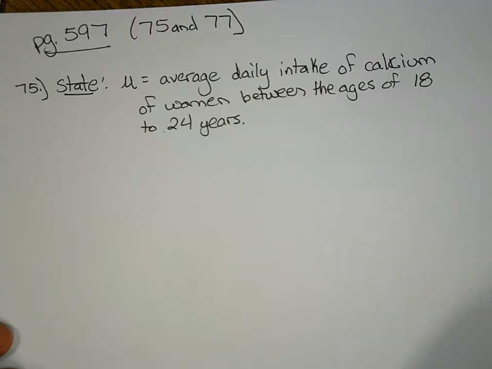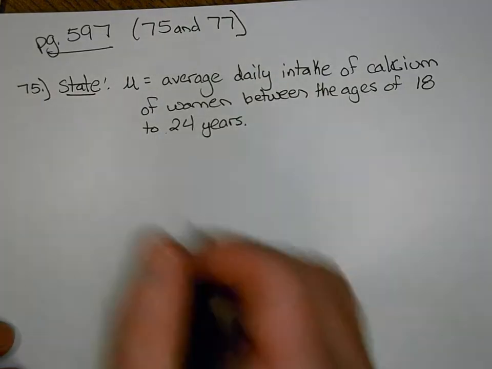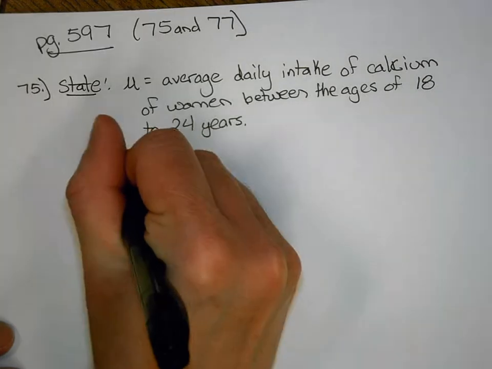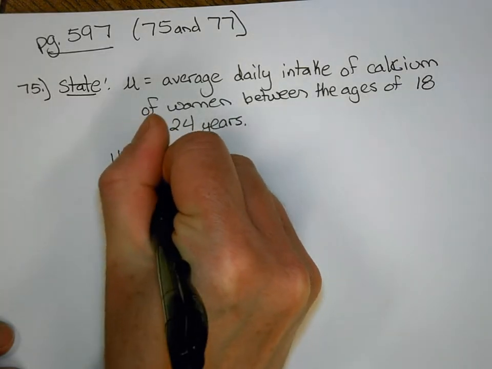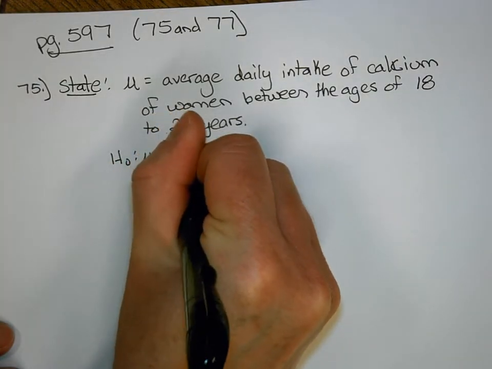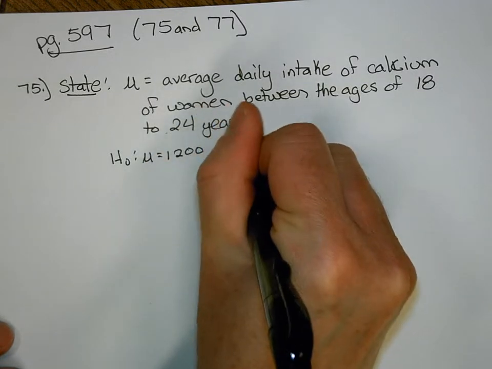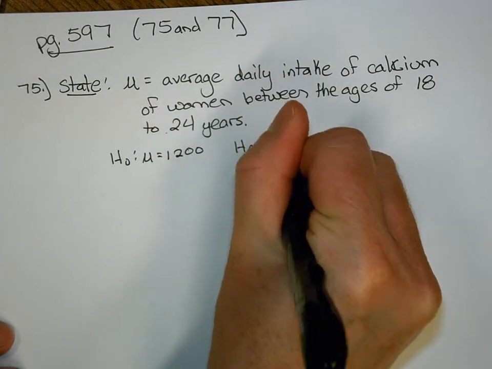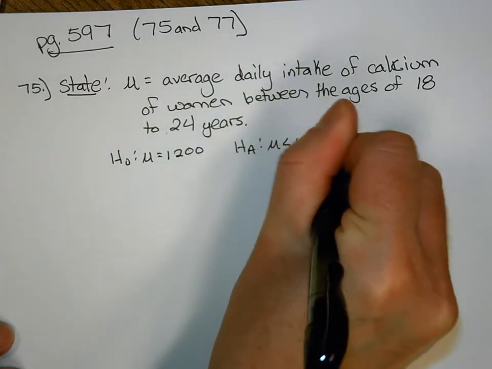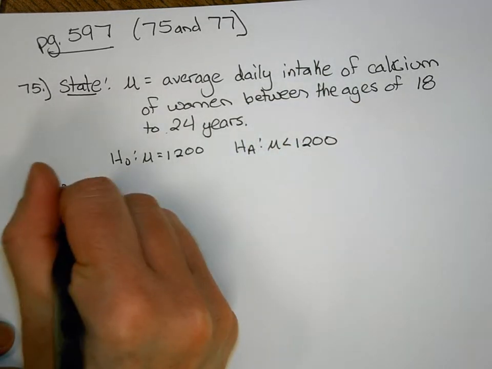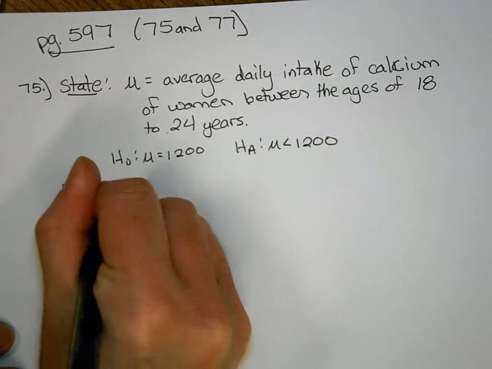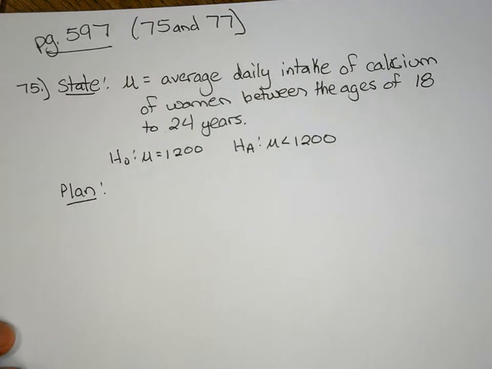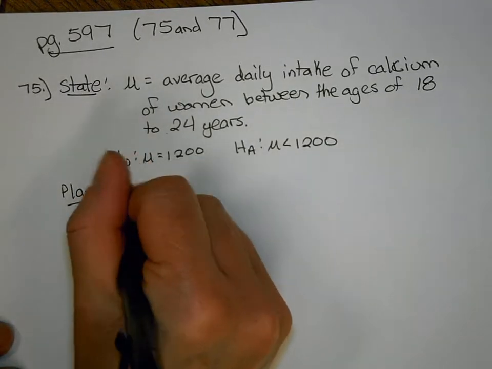And even though they put in the computer output the actual H0 and the HA, I'm going to rewrite it here. It says mu equals 1,200 and the alternative says that mu is less than 1,200. And then for the plan, I don't know if it's going to be checked or not for grading, so I'm going to go ahead and do it.